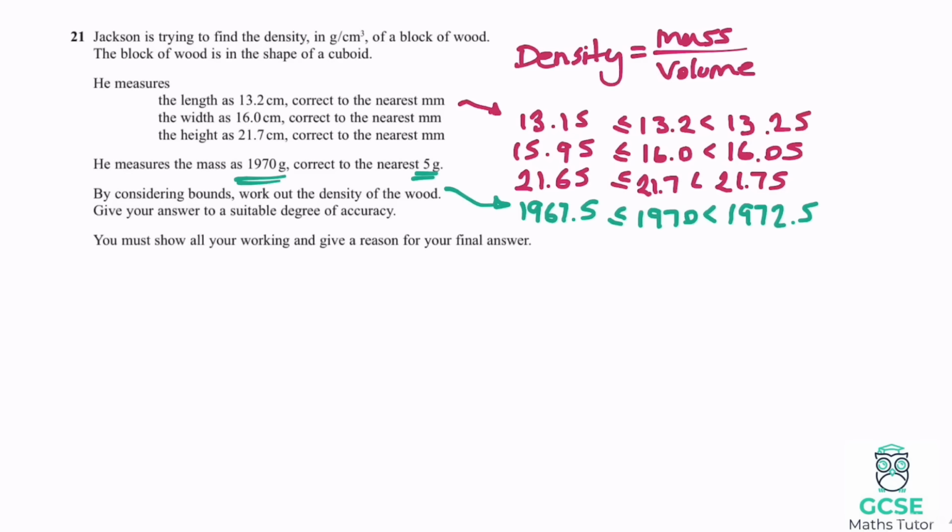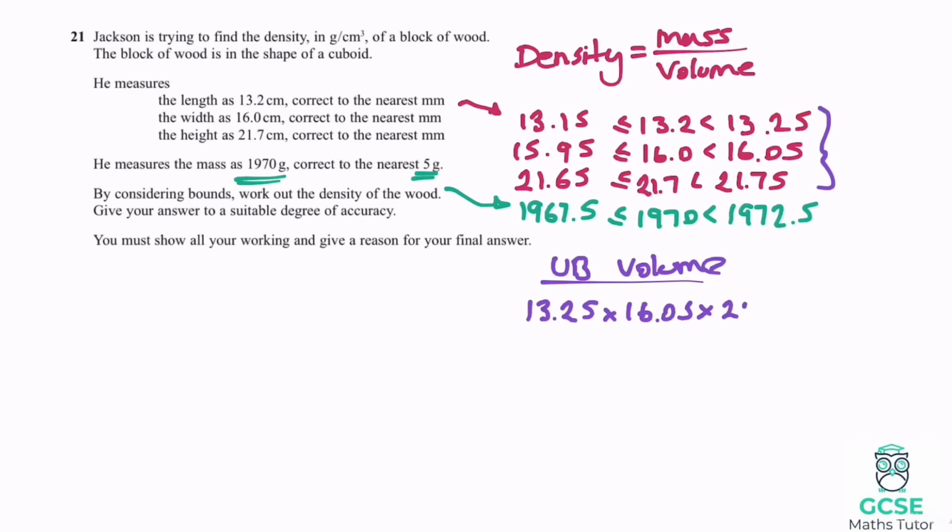So first of all, I actually need to work out what's the volume upper bound and what's the volume lower bound. So the upper bound for the volume, I'm just going to times all these three upper bounds together. So I'm going to do 13.25 multiplied by 16.05, making sure we get all the right numbers here, multiplied by 21.75, and that gives me an upper bound of the volume of, and it's quite a long number here, 4,625.409375. There we go.